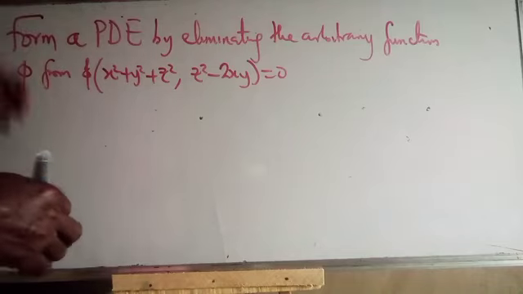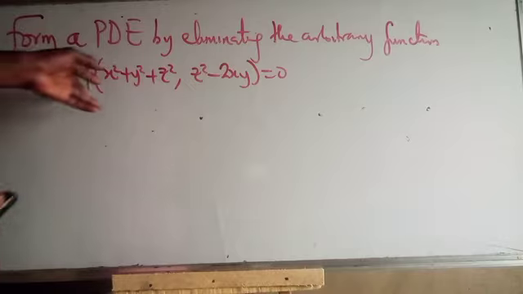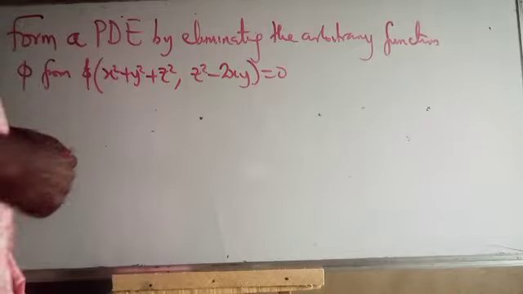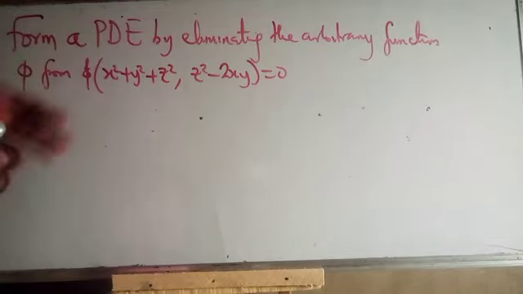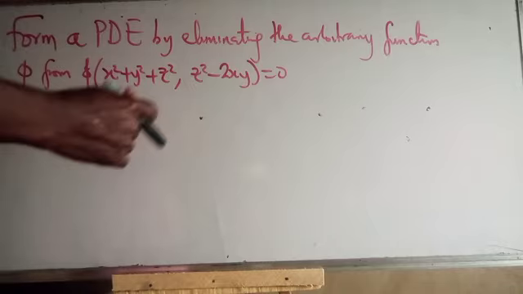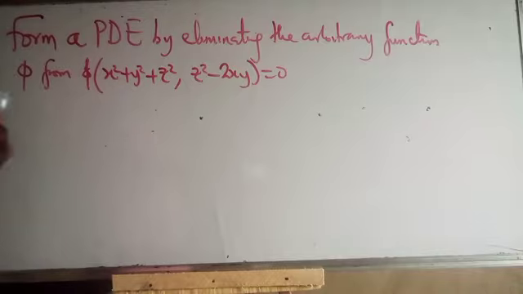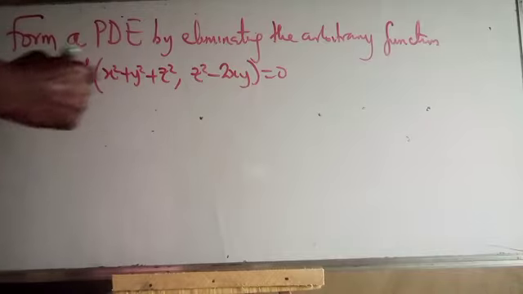We are here to form a partial differential equation by eliminating the arbitrary function phi from phi of (x squared plus y squared plus z squared, z squared minus 2xy) is equal to 0. So we want to form a partial differential equation from this given relation.